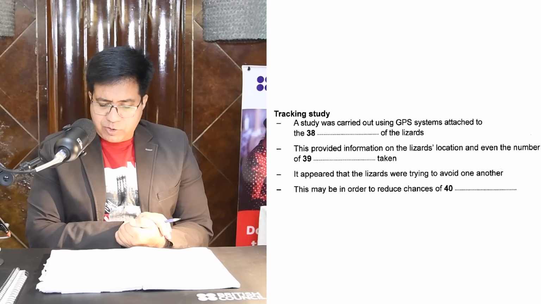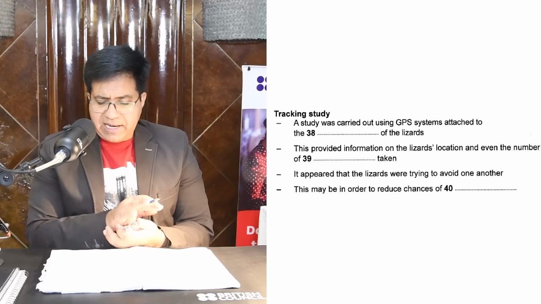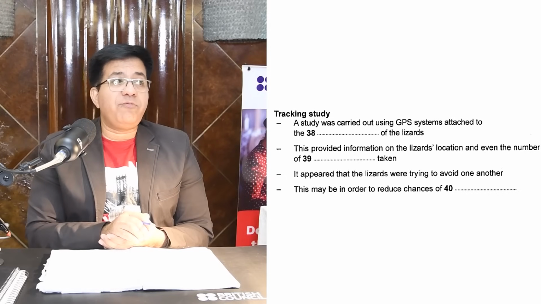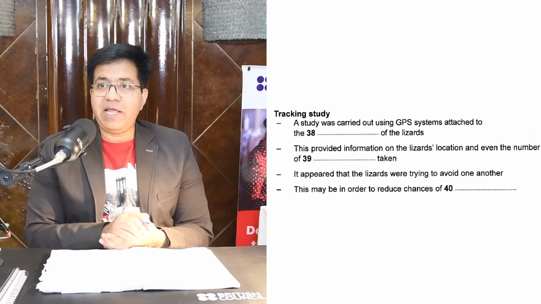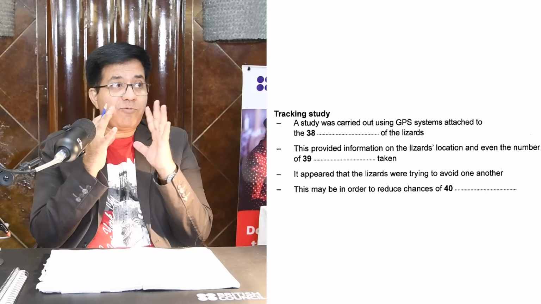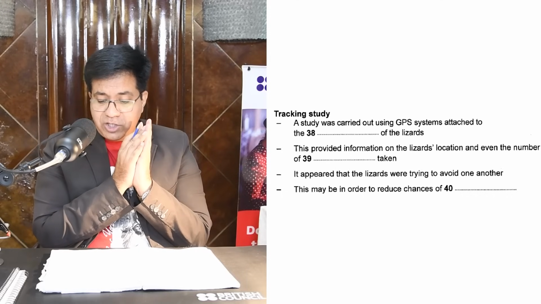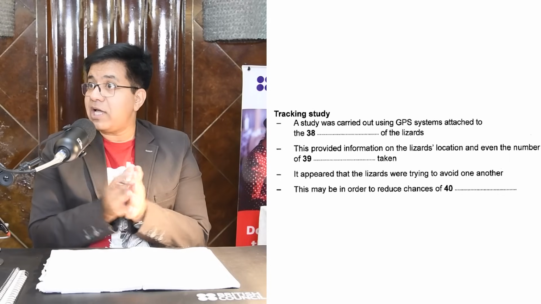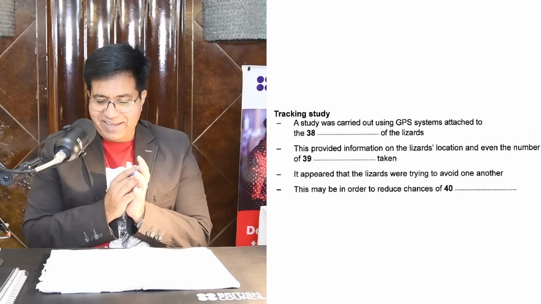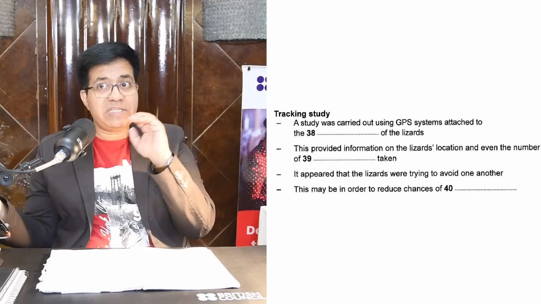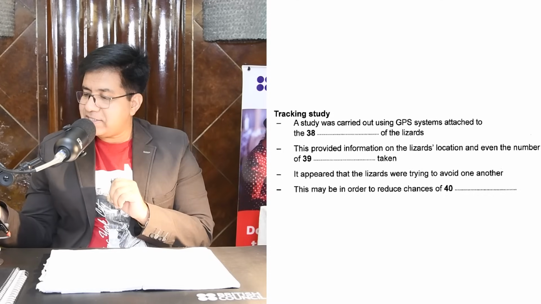Finally, we've got the last question, and it appeared that lizards were trying to avoid one another. This means avoiding one another. Now lizards were avoiding one another, meaning they don't want to get into each other's faces, or a fight will happen. So this avoidance may be in order to reduce chances of dash. Chances of something. Yeah, chances of fight. Okay. So let's see. Chances of. Reduce and chances. Now they will use the synonym for reduce and for chances.